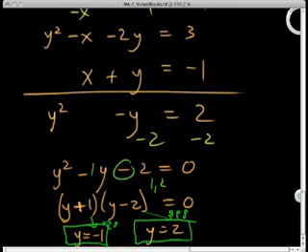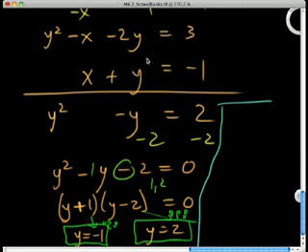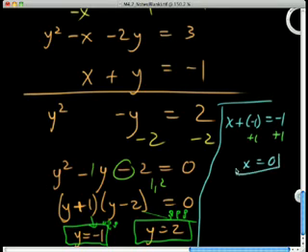I'll work in a slightly different color just so it stands out from the other work here. So let's plug in -1 for y. So I'll have x plus -1 equals -1. I'd add 1 to both sides, and I'd get x equals 0. All right? So that means when y was -1, x was 0.